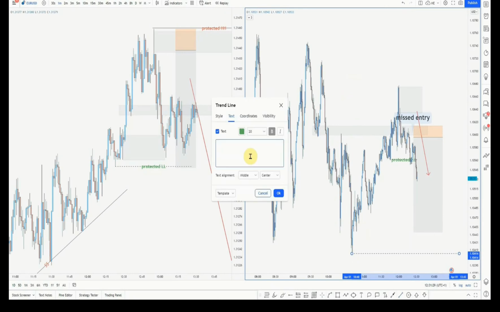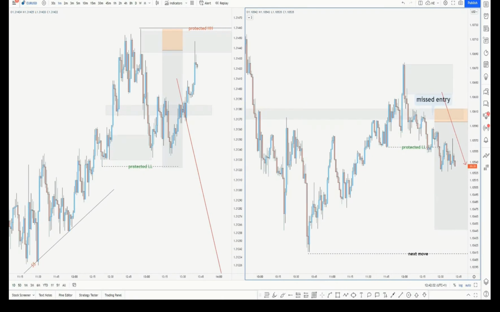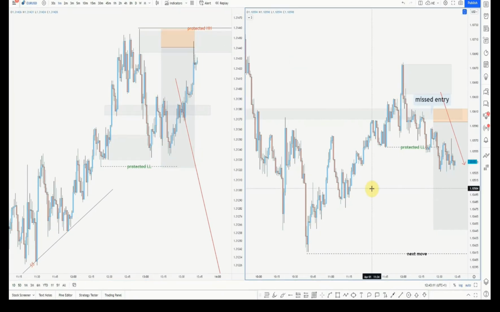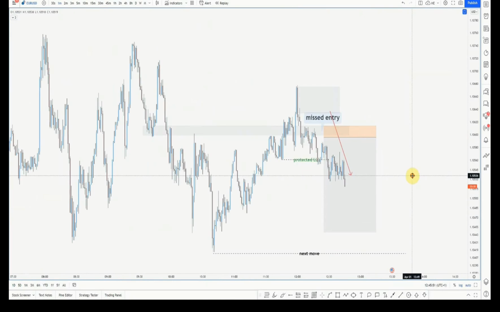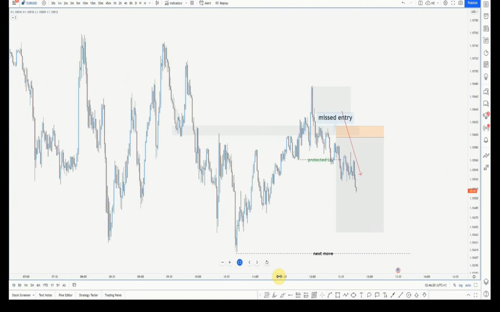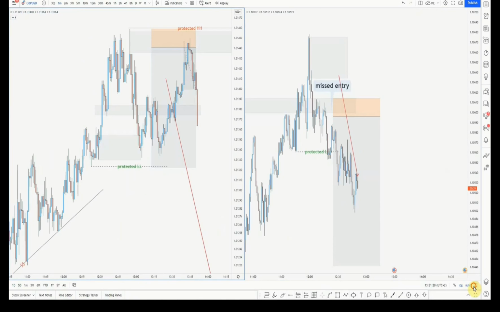Okay, I am expecting the next move. The market runs this low on EU, and here I enter in GU. You can see on the left side is GU. This is EU. Okay, beautiful price delivery on GU.